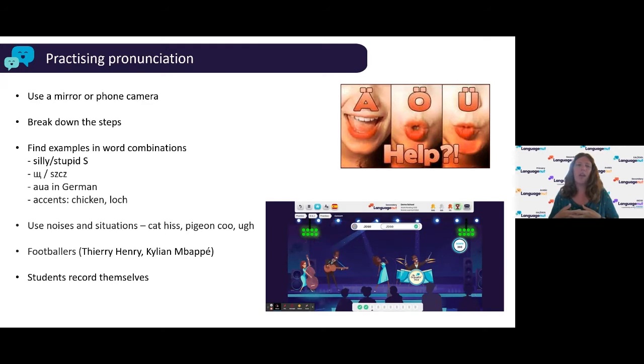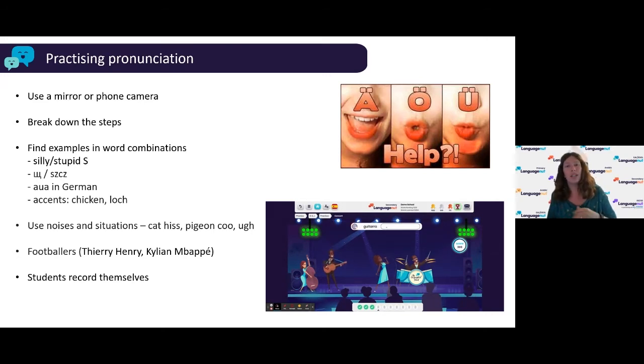So for example, if you're in Liverpool or that kind of area, you already have a ch sound in chicken, or if you're in Scotland you have a ch sound in loch. So you can use that. Absolutely very important, there should never be any mocking of other accents. So if you're teaching in a different part of the UK or in the world where you don't have that accent, you can still use it, but obviously making sure that you're being very respectful about this, because accents are not something to be mocked.